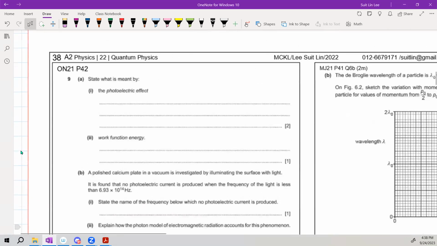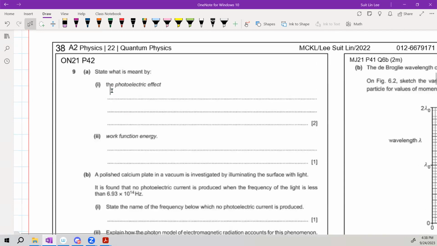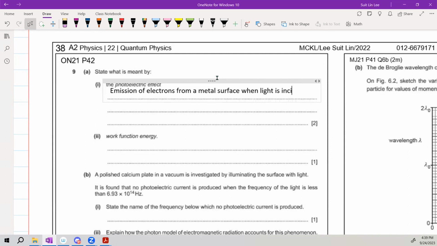All right. So for this one, you want to define the photoelectric effect. This is the emission of electrons, you can call it photoelectrons if you want to, from a metal surface when light is incident, or electromagnetic radiation is more accurate, but it's fine to write light.